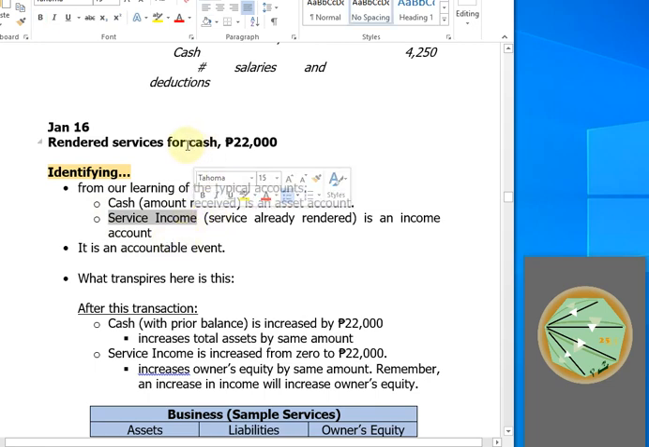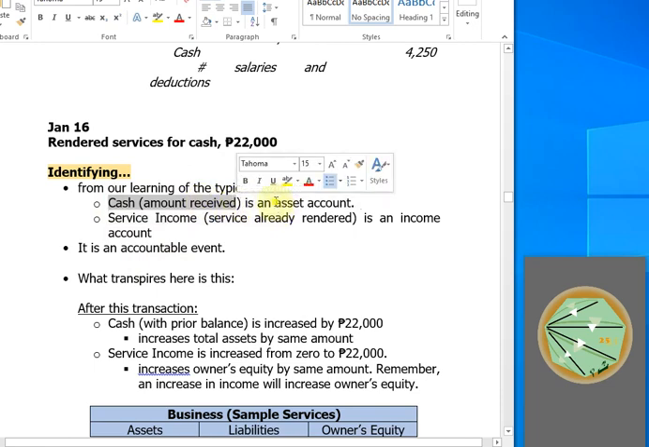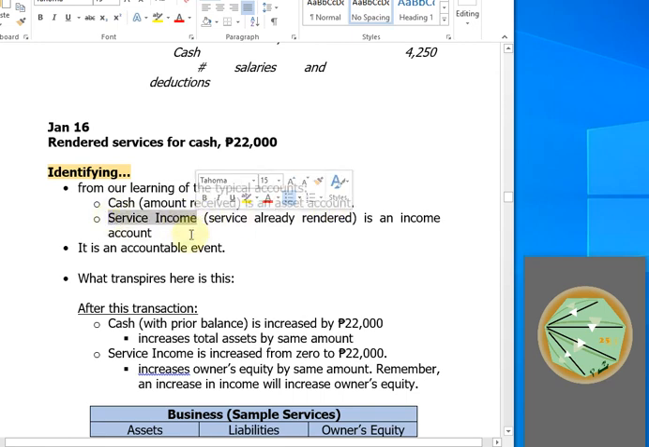And the second part of the transaction is pretty much obvious. For cash, meaning the company received cash. Therefore, the other account that is affected is clearly cash. Cash is received here, and of course cash, as we know, is an asset account. And service income, again I reiterate, is recognized because the service is already rendered.